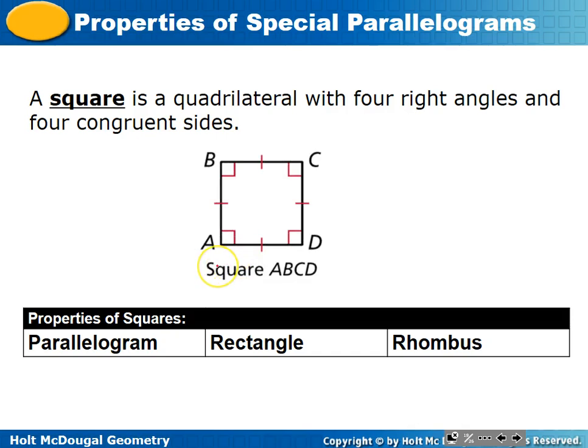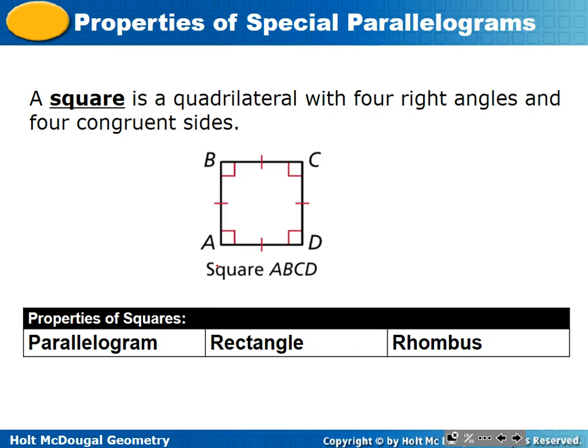All right, now let's talk about a square. Squares are quadrilaterals with 4 right angles and 4 congruent sides. So here's the deal. A square has all the properties we've learned: properties of a parallelogram, properties of a rectangle, properties of a rhombus. So let's talk about what those are.